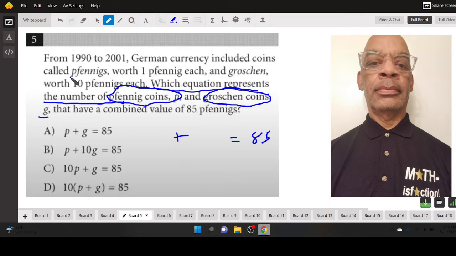All right. The Pfennig coins are worth one Pfennig each, and Groschen coins are worth 10 Pfennigs. So however many Groschen coins you have, you need to multiply them by 10 to convert to Pfennigs. Answer B.